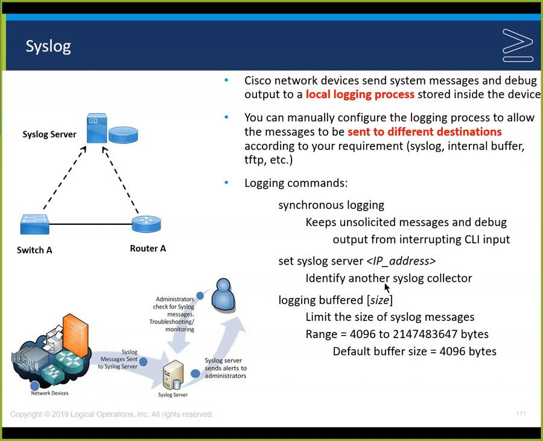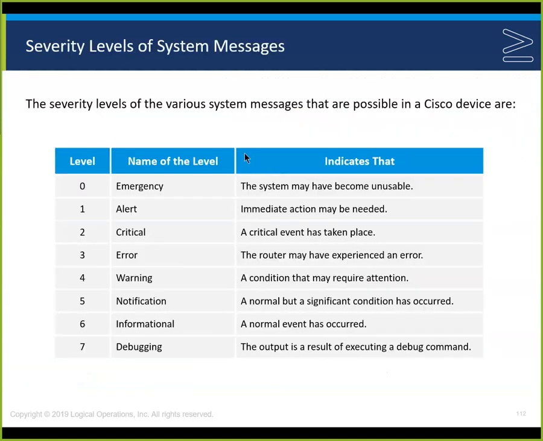The objective for these things is so that we don't overwhelm the system. Monitor level limits messages logged to the console by severity level, just like we limited the things that were sent to the syslog server by severity level. The severity levels, 0, 1, 2, 3, 4, 5, 6, 7, I'm going to say these are here. They're in a lot of places. Take a look at them. Have an idea of what they are.